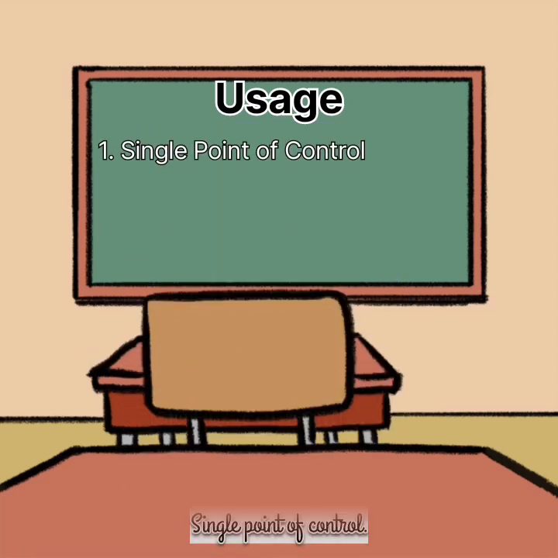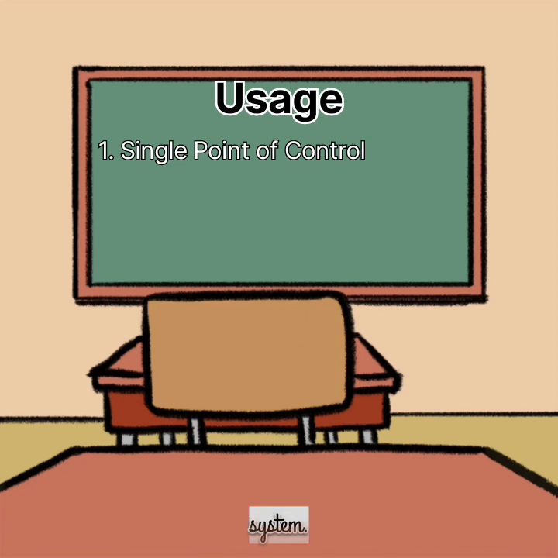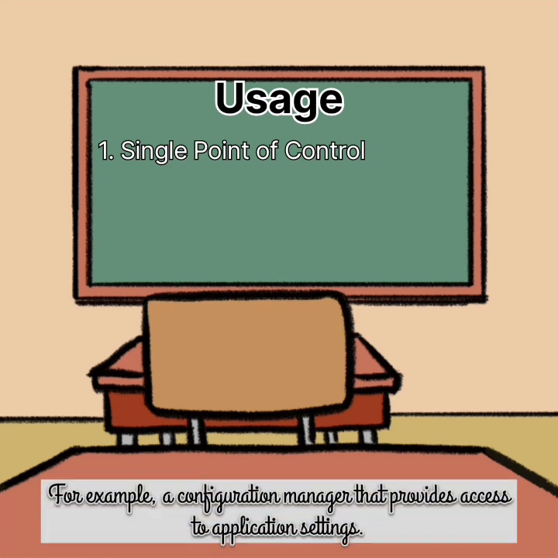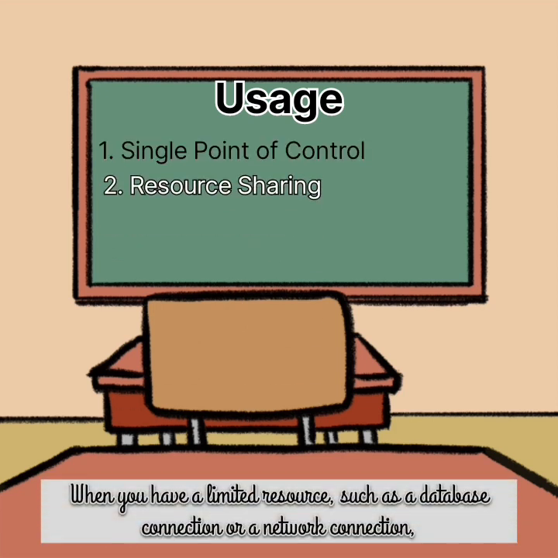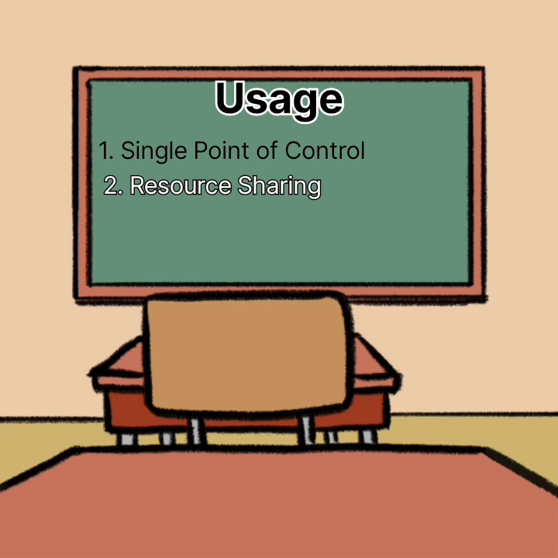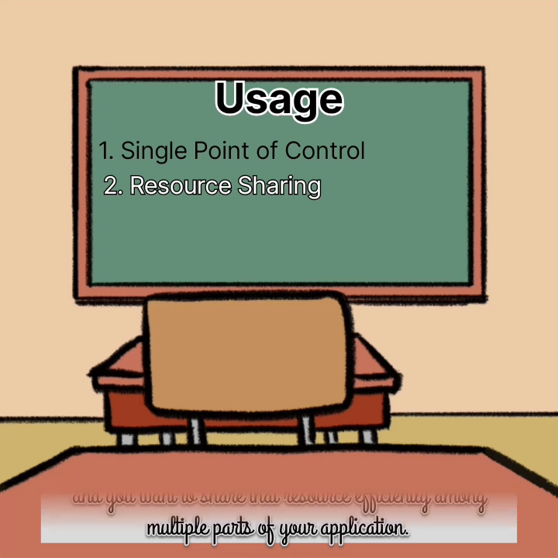Single point of control. When you want a single point to control actions, such as coordinating actions in a multi-component system. For example, a configuration manager that provides access to application settings. Resource sharing. When you have a limited resource, such as a database connection or a network connection, and you want to share that resource efficiently among multiple parts of your application.